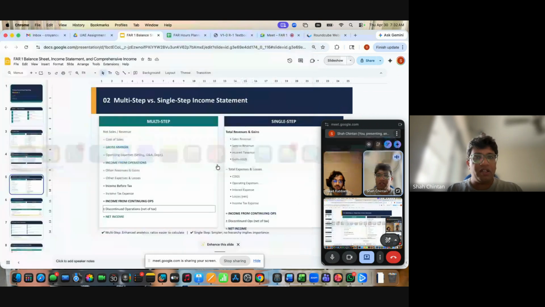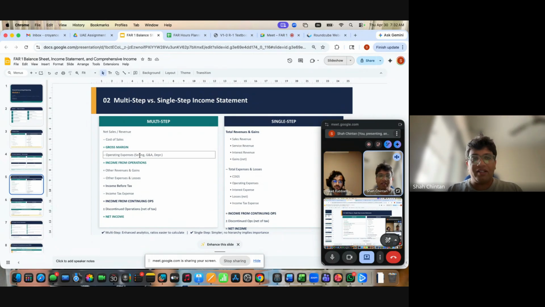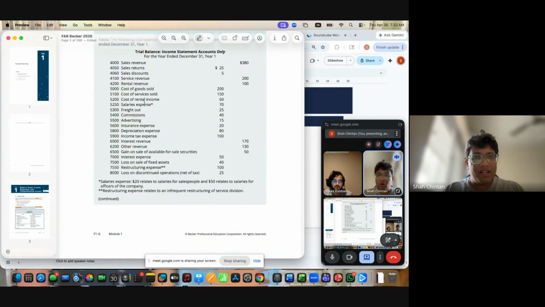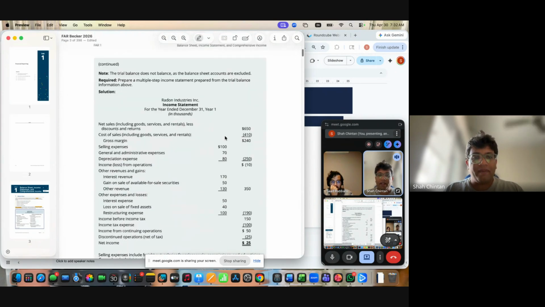Let's go back to the format again. Sales minus cost of sales gives a gross margin, minus all the operating expenses. This includes your selling, general, admin, depreciation, all the expenses which are used to run the business. Let's see what expenses we have. We have salary expenses of 70. We have freight out expenses, which is again a kind of selling and admin expense. We have commissions, advertising expenses, insurance, and depreciation. All these expenses form part of your operating expenses.